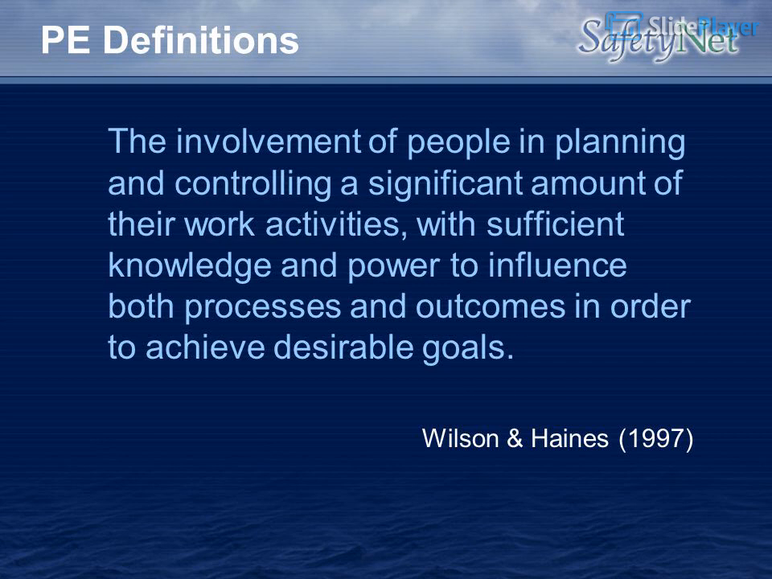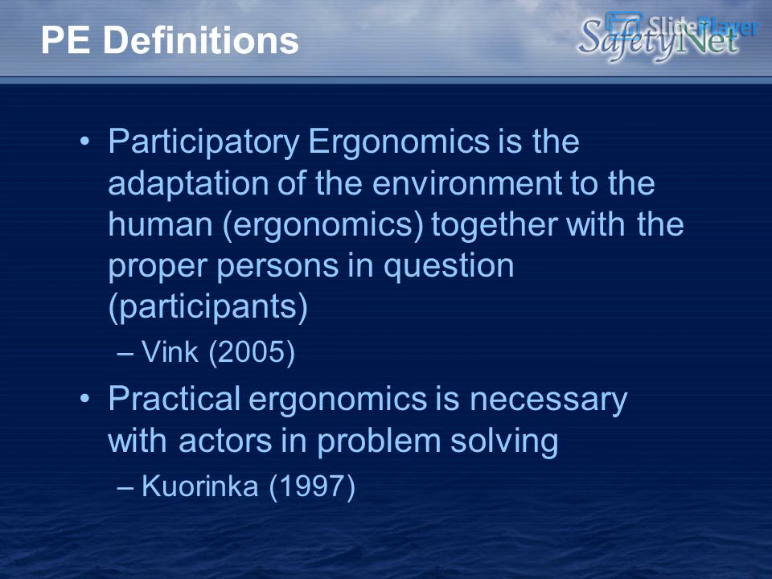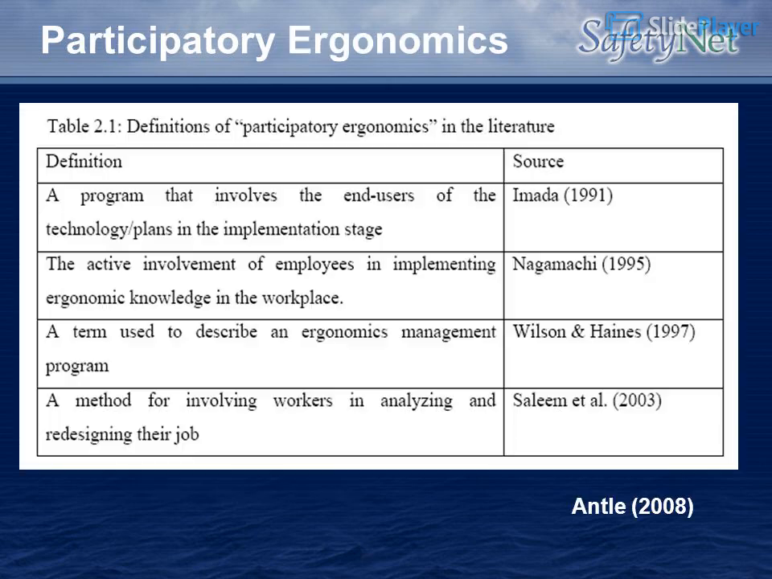P definitions. The involvement of people in planning and controlling a significant amount of their work activities, with sufficient knowledge and power to influence both processes and outcomes in order to achieve desirable goals. Wilson and Haynes, 1997. Participatory ergonomics is the adaptation of the environment to the human, ergonomics, together with the proper persons in question, participants. Vink, 2005. Practical ergonomics is necessary with actors in problem solving. Karinka, 1997.